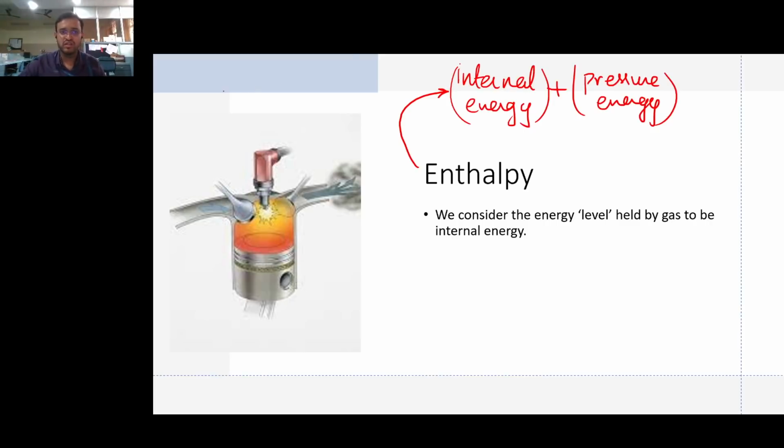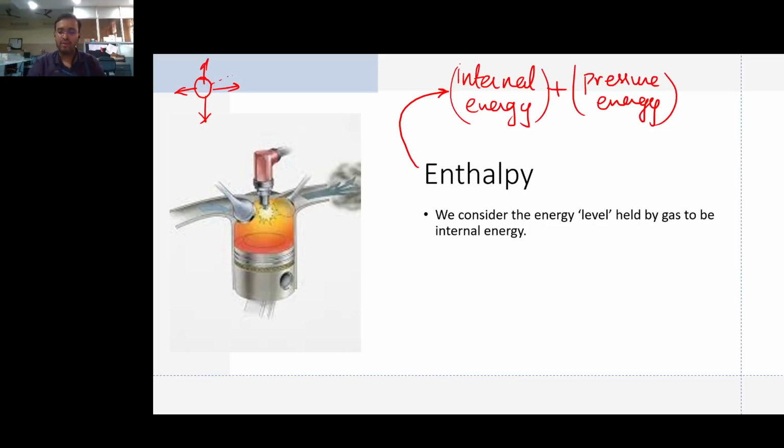So what is internal energy? It's nothing but the sum of all of these microscopic forms of energy. So if you're talking about a molecule, you're talking about its kinetic energy in different axes, its bond energy, and all of these. Some of these energies will be termed as internal energy. Okay, and the total internal energy held by each of these molecules will be summed up, and this is the energy level held by the gas.